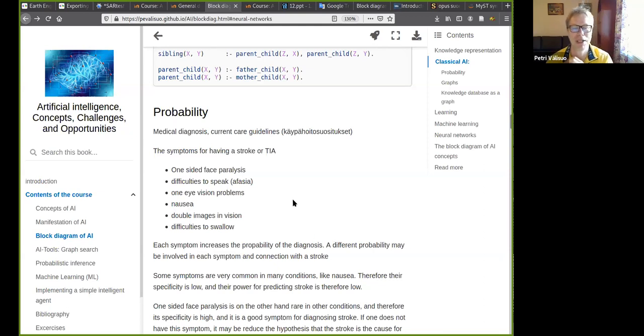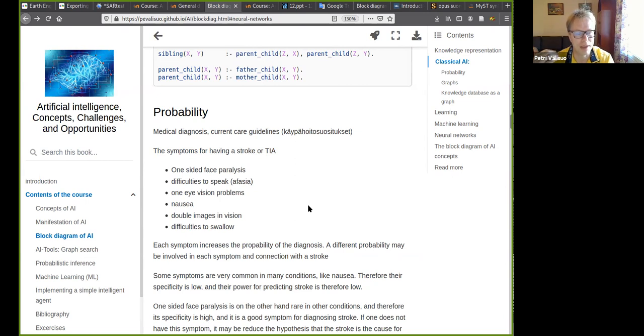So let's think about what doctors are doing when they diagnose diseases. Let's, for example, think of a case where a doctor has met a patient, and he thinks that perhaps the patient has had a TIA, that is how it is called. It's some sort of stroke.